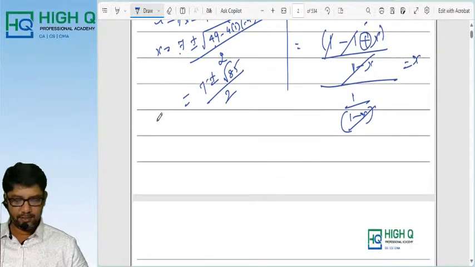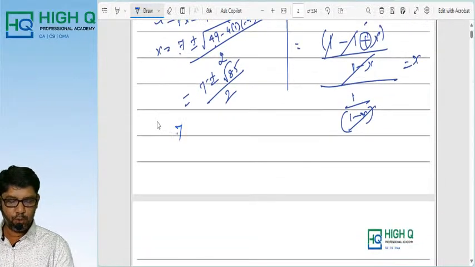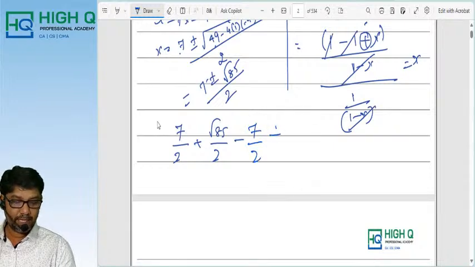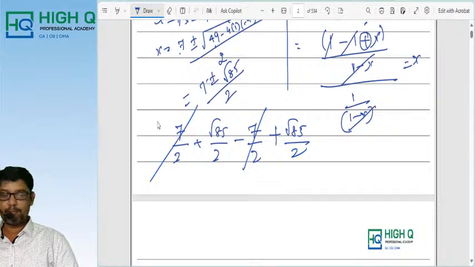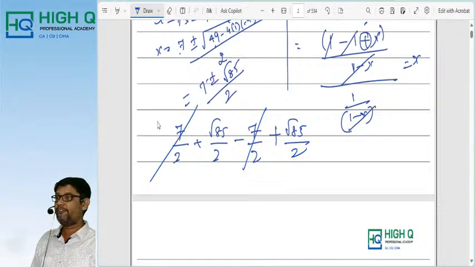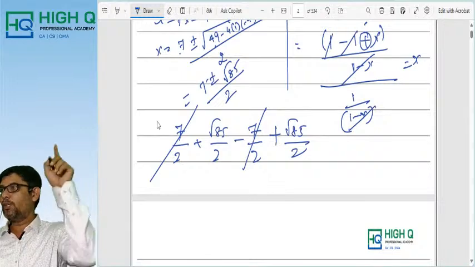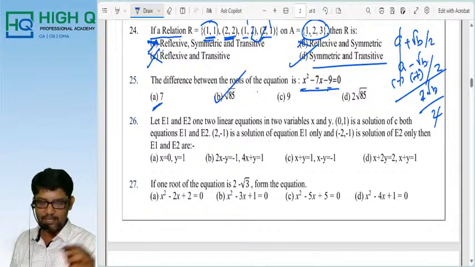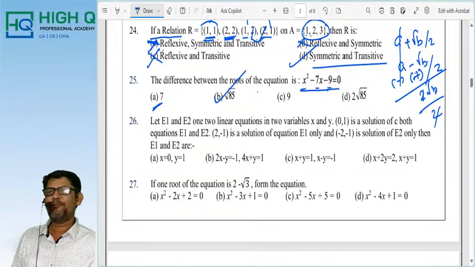CA said 7. Let me check. So 1 root is 7 by 2 plus root 85 by 2. Other root is 7 by 2 minus root 85 by 2. Plus 7 by 2 minus 7 by 2 get cancelled. Root 85 by 2 plus root 85 by 2 is 2 root 85 by 2. 2 get cancelled. So root 85 is the right answer. Option B. Very simple.